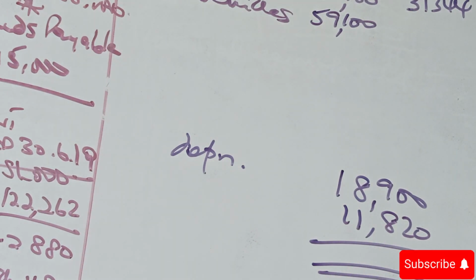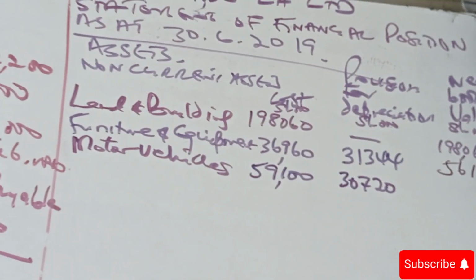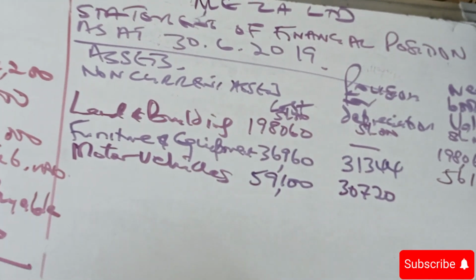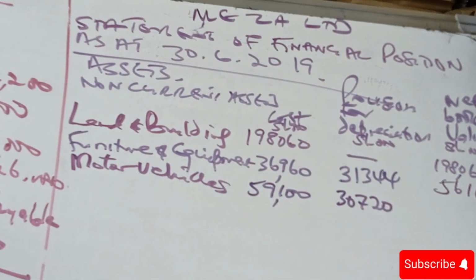18,900 plus 11,820 gives a figure of 3,720. We are through with this, so we can now erase them. So 59,100.